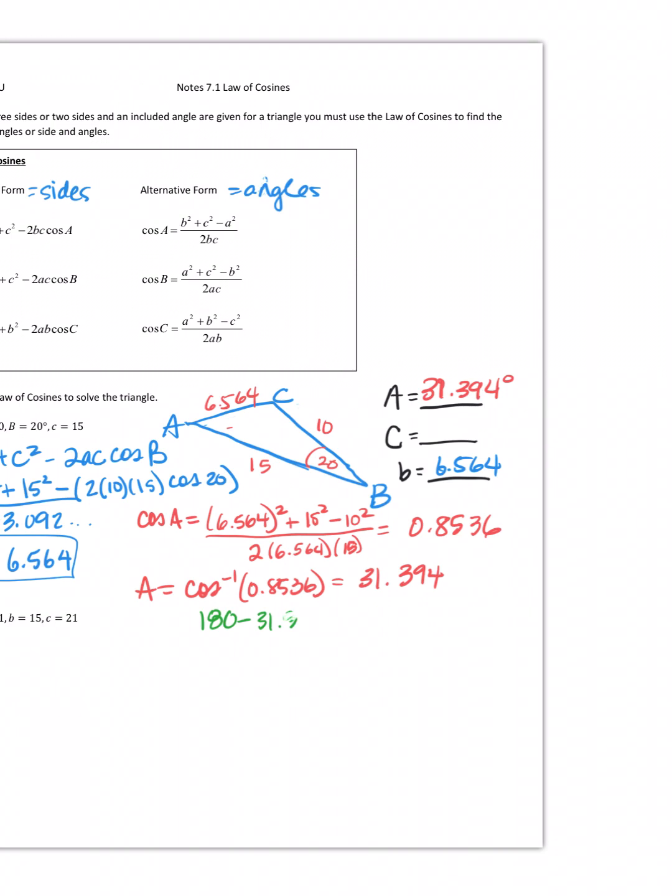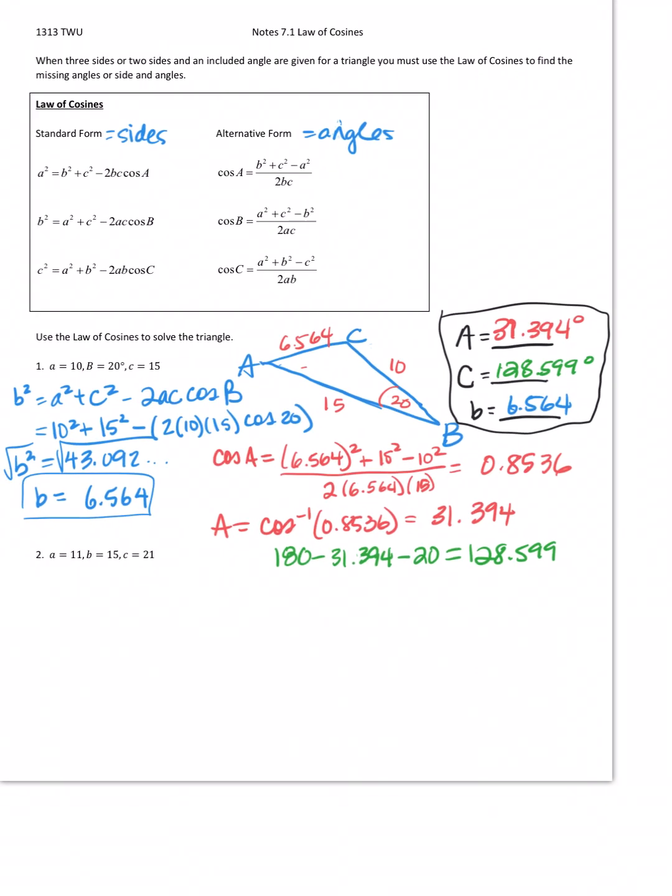31.394 minus the given angle of 20, and that gives me an angle of 128.599. So that's my missing angle, angle C. So remember, put your degree marks. Once you've solved the triangle, you are done, but you're just using those formulas that are given.